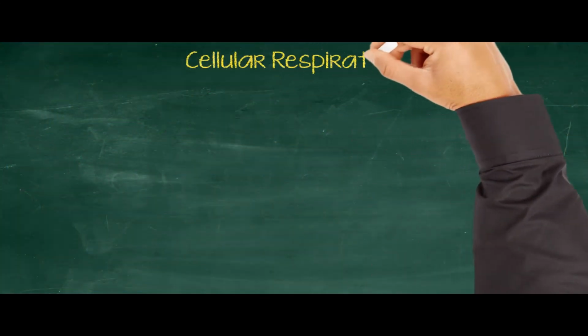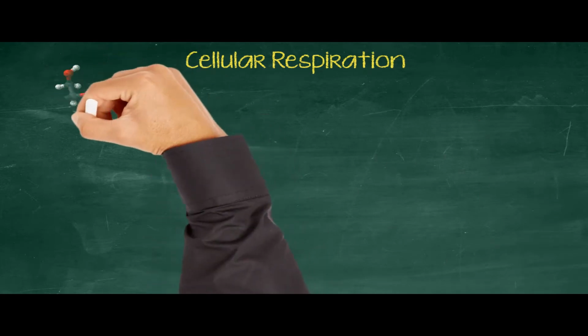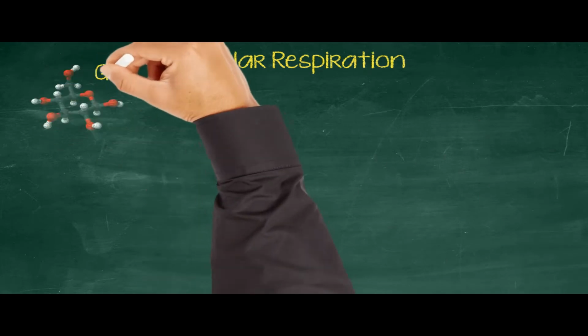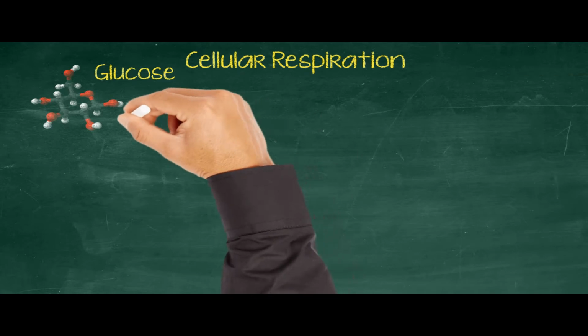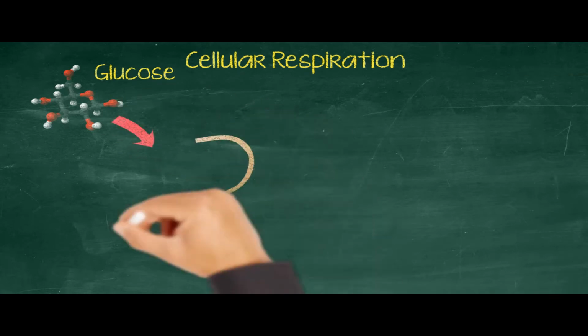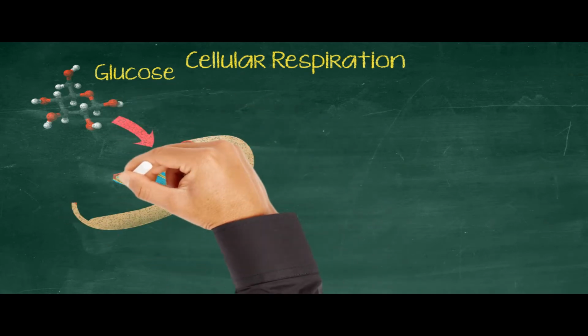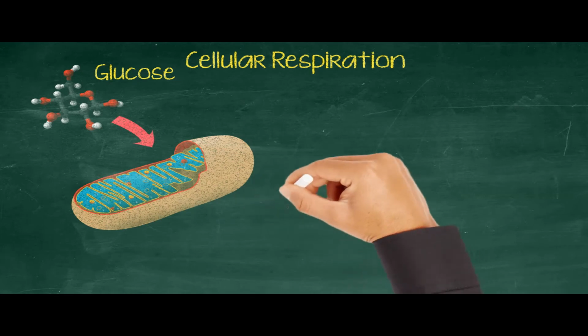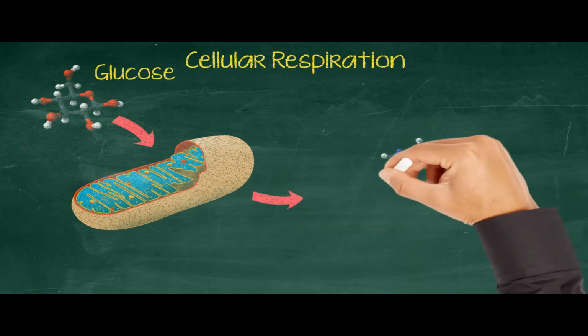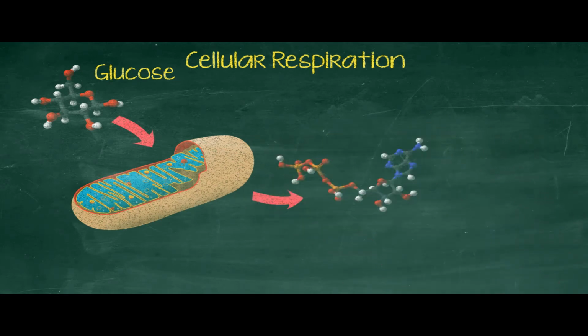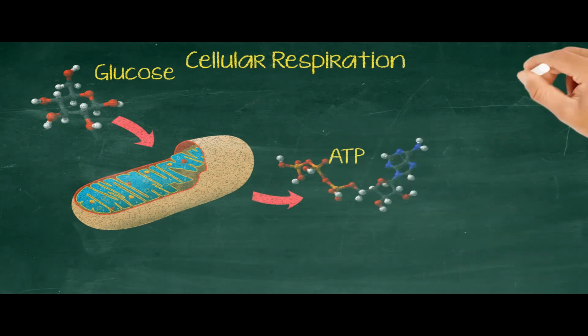Cellular respiration is the process whereby large molecules, such as glucose, are broken down in the mitochondria to produce ATP. ATP, or adenosine triphosphate, can be thought of as the currency of energy in the body. The ATP molecule is like a charged battery.